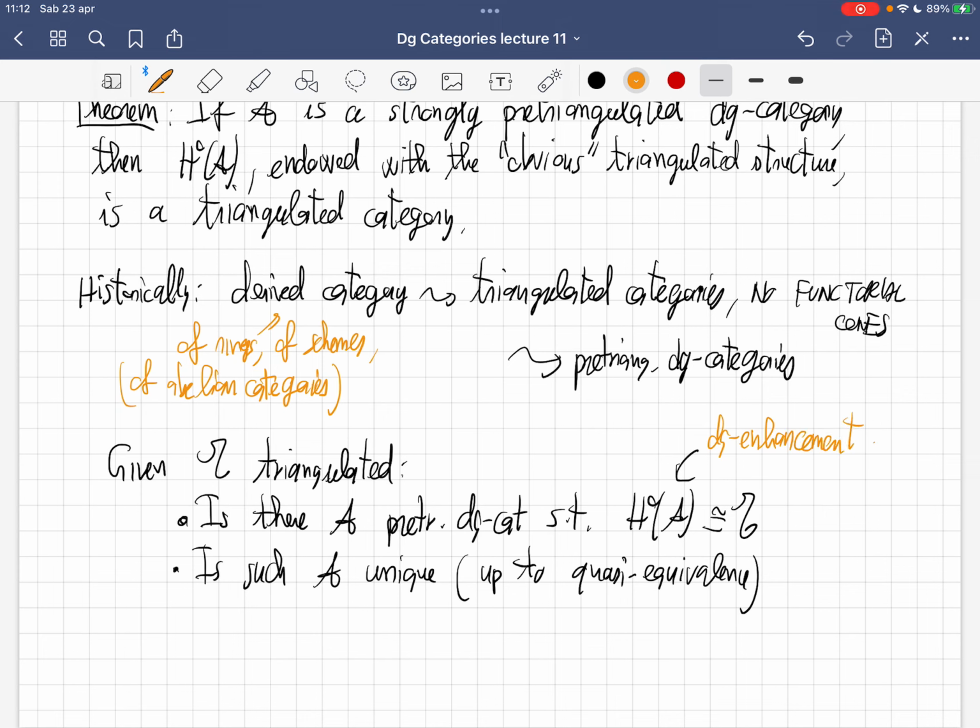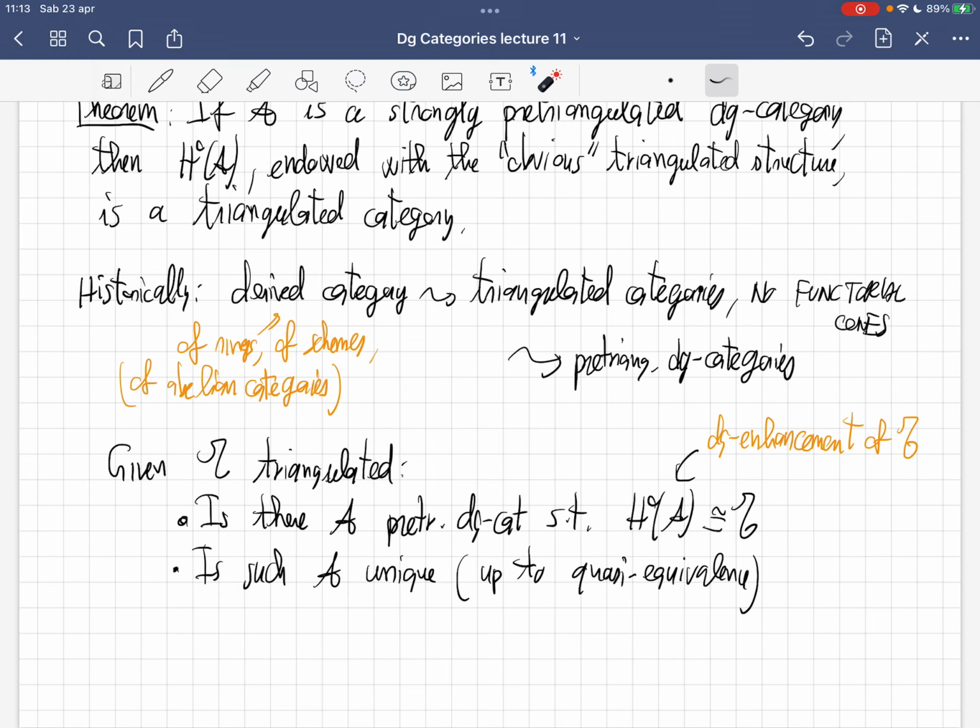Sometimes, if you want to look this up on the internet, you find some literature. It turns out that this first question is easier than the second one. In most cases, at least for derived categories, you can always find some DG enhancement. There are some problems when you go to something more topological.